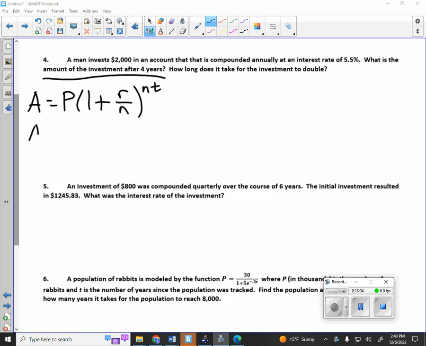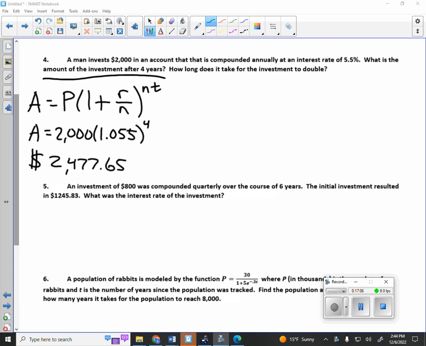Okay, let's see what you got. The amount is equal to the principal, which is 2,000, and you're going to multiply that by 1.055, raised to the 4th power. Did everybody get that formula? Okay, what did you get? 477. Are we okay with that computation? Okay, that should be straightforward. We can all do that on the test. Don't get that problem wrong.